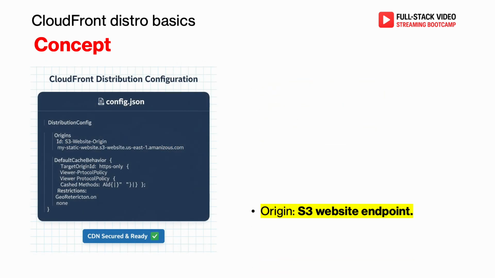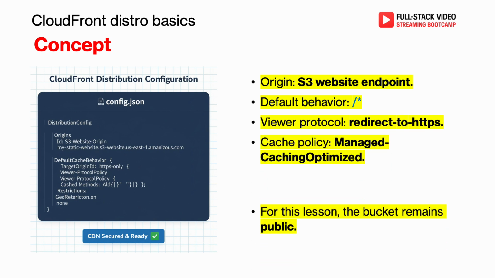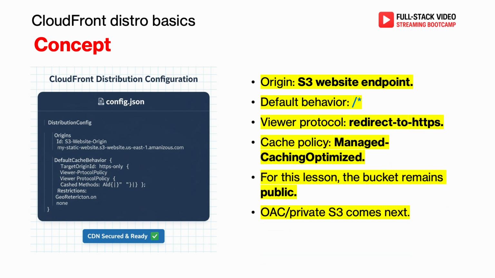If we point CloudFront at the website endpoint, doesn't that mean the bucket stays public for now? Yes, for this first pass, we keep the S3 website public and let CloudFront sit in front as a clean caching layer. And we stick to one default behavior: redirect to HTTPS, use the managed cache policy, and cover everything with /*. Exactly. Simple origin, simple behavior. We tighten things later when we introduce OAC and a private bucket.